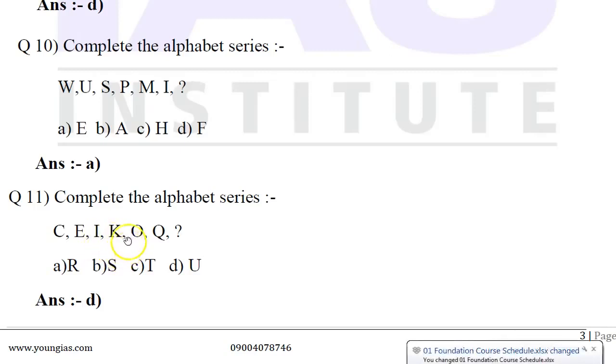Now K plus 4, the answer here is O. Now O and Q. O plus 2, the answer here is Q. So Q plus 4 would give you this particular answer here. Why? Because this is going in the pattern of plus 2, plus 4, plus 2, plus 4. So Q plus 4, the answer here is U. That's why option D, U, is the correct answer here.